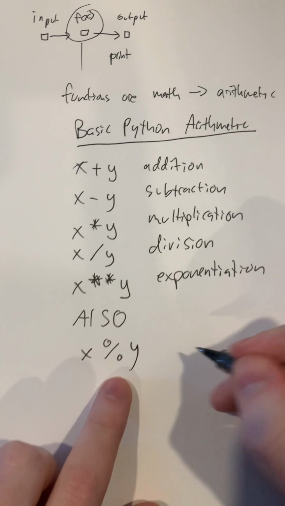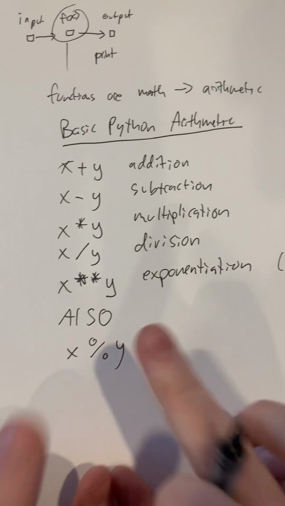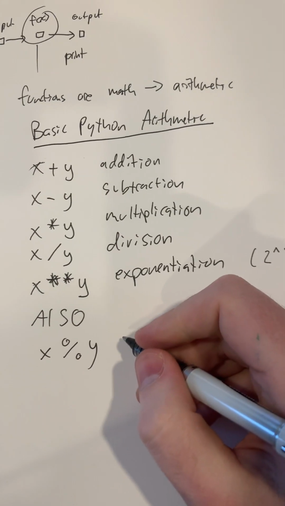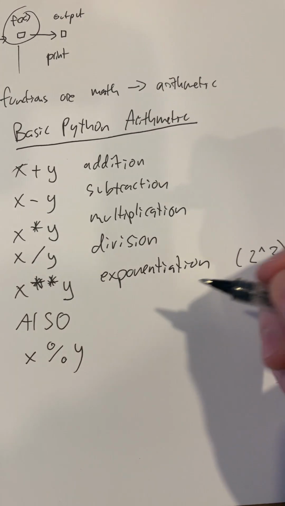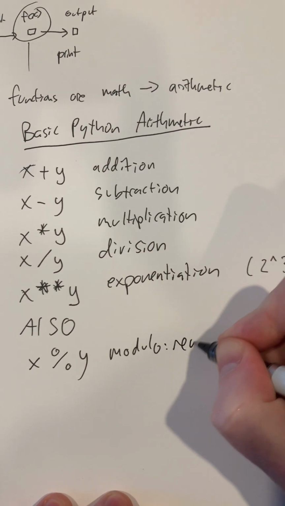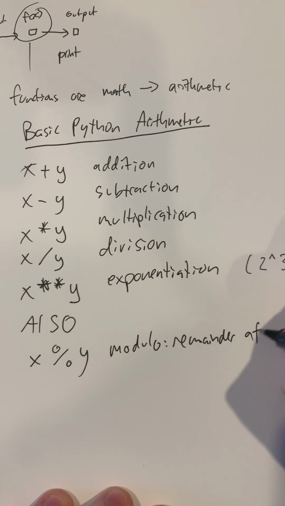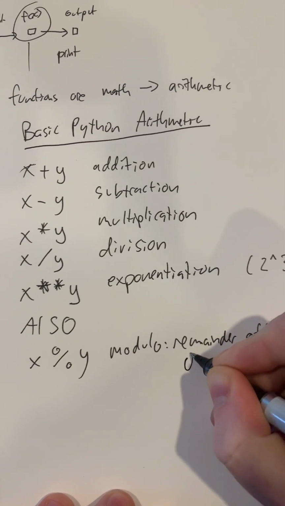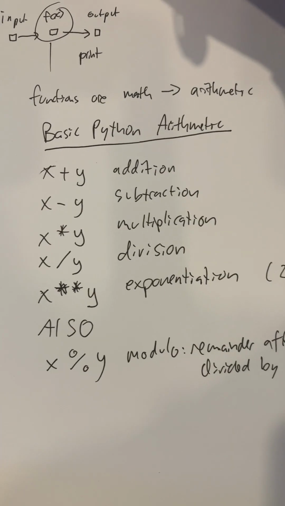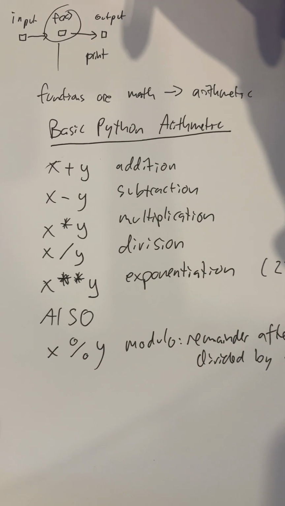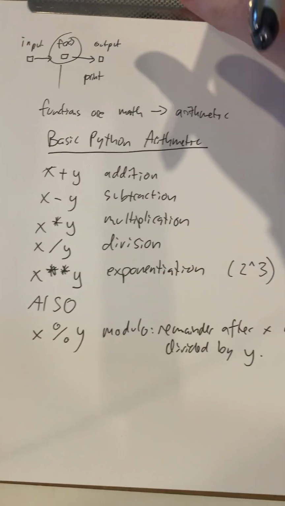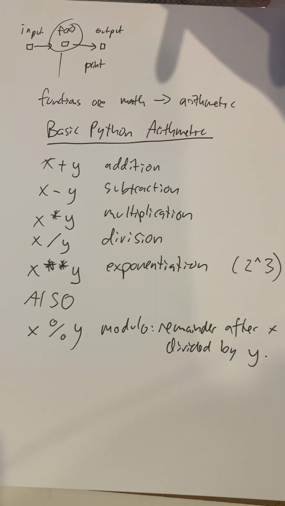X mod y. We've already been introduced to mod. You'll see the fact that mod is built in as a basic arithmetic operator is a big sign that mod is important in computers, and that would be correct. So remember, modulo is the remainder after x is divided by y. That's the basic set of tools that we're going to use to construct our functions.